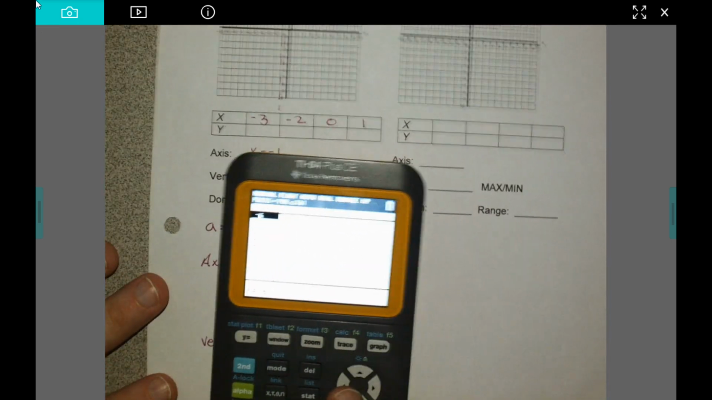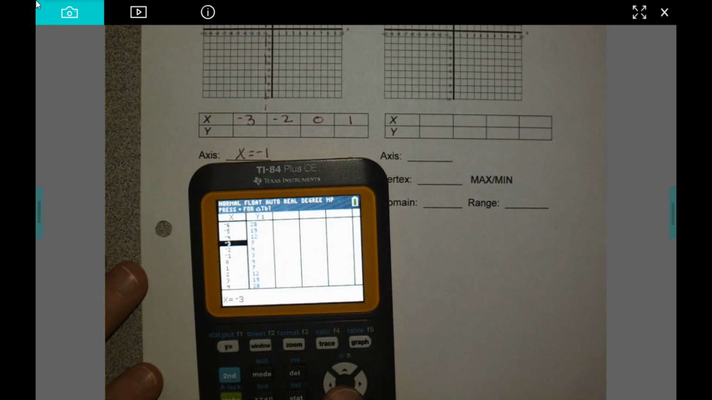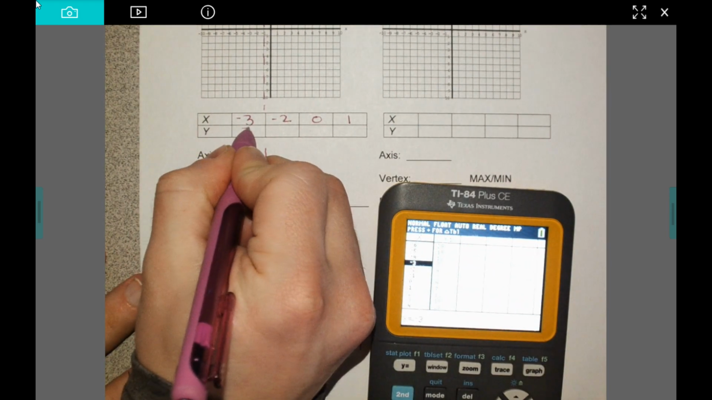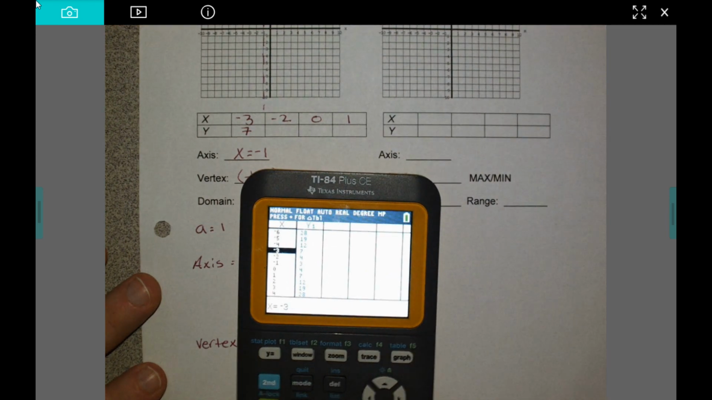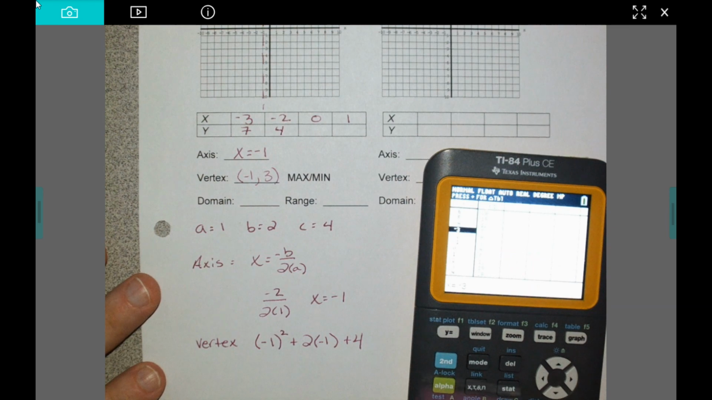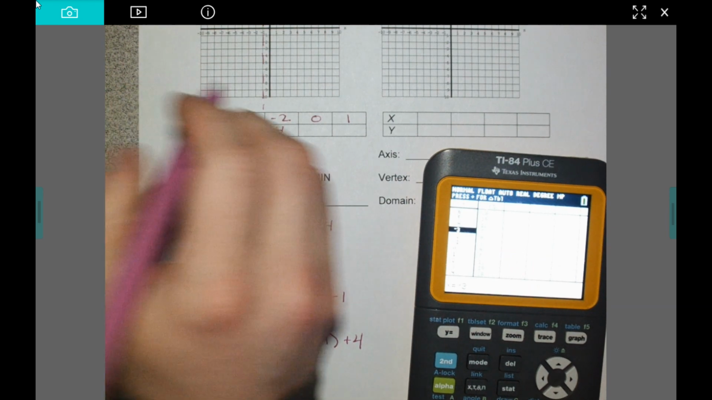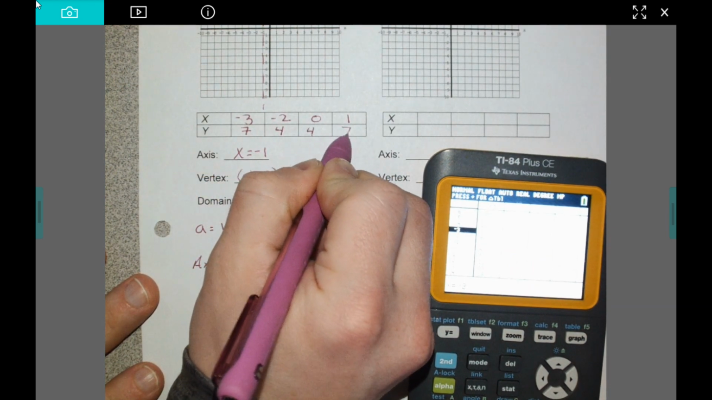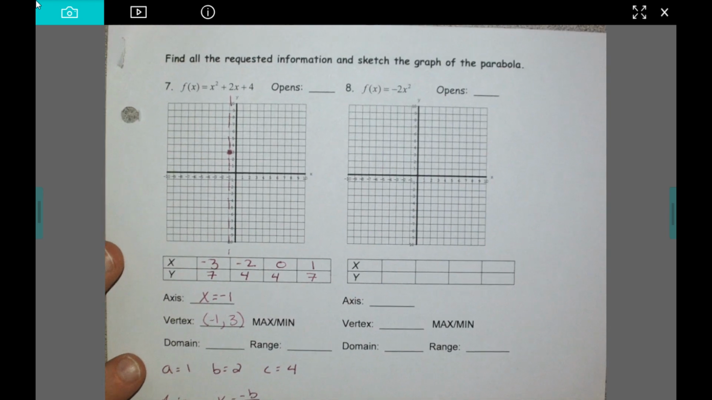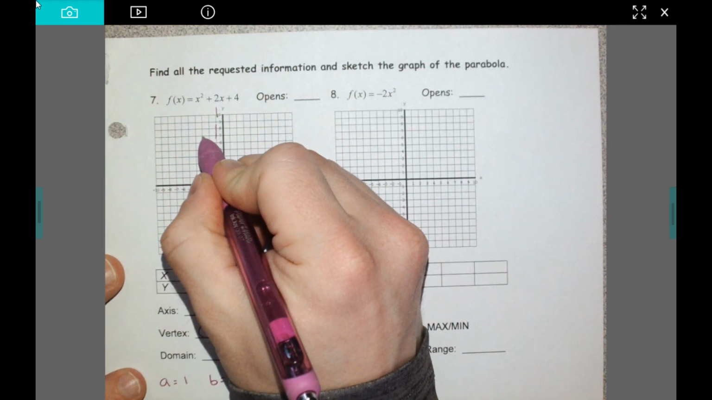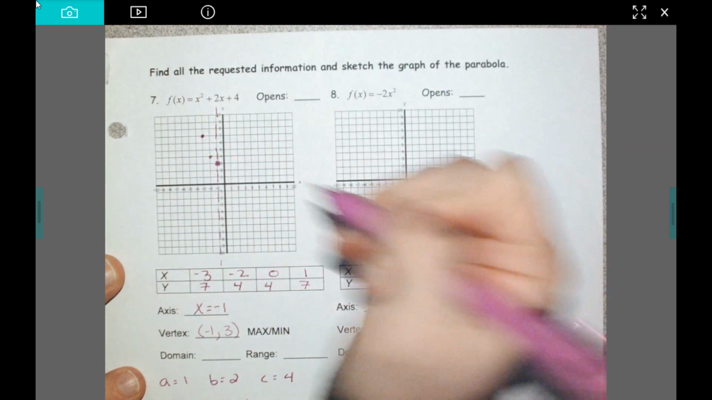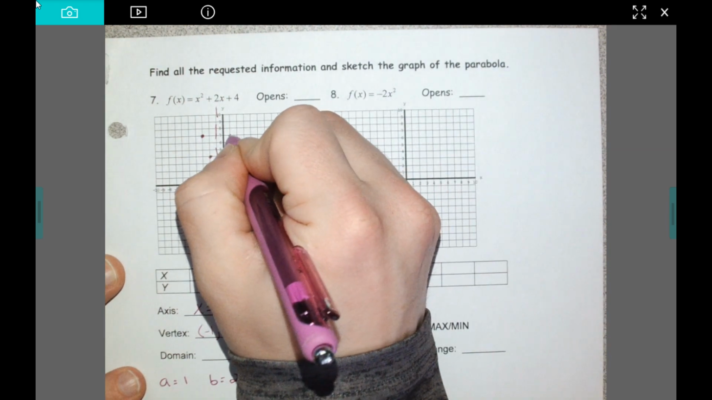And then I wanted negative 3. So coming down to negative 3, when x is negative 3, my y value is going to be 7. When x is negative 2, my y value is 4. When x is 0, my y value is 4. And when x is 1, my y value is 7. So to finish this graph up, I'm going to go ahead and plot those points. So we're left 3, up 7; left 2, up 4; at 0, 4; and then 1, 7.